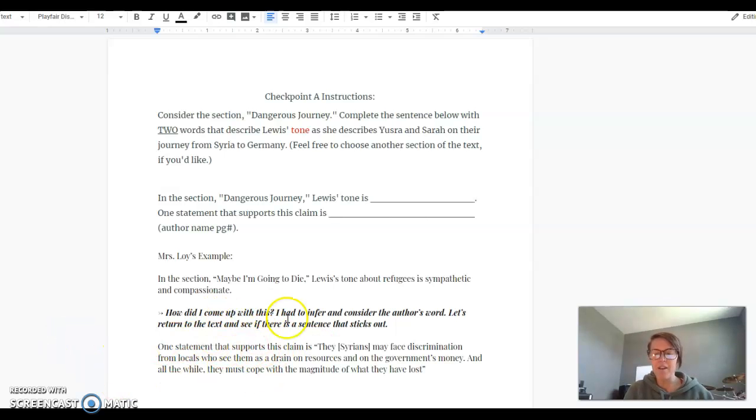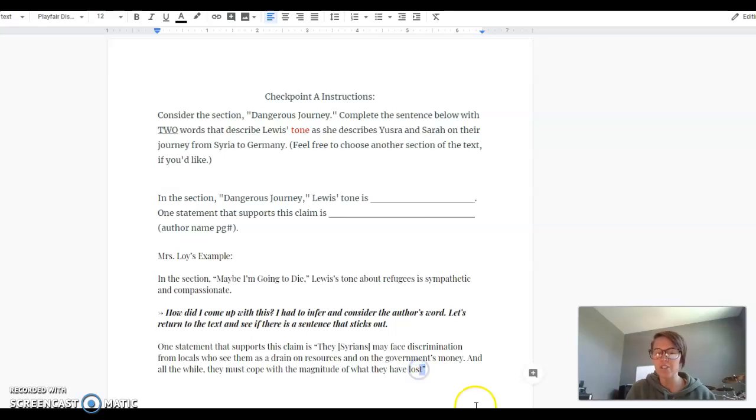Okay, so I've gone ahead and plugged in my evidence down here at the bottom. My second sentence says, "One statement that supports this claim is they [Syrians]." Notice that in brackets, I'm actually defining what the pronoun is. A lot of you used a lot of pronouns in your evidence, and that's totally fine because that's how it shows up in the text. But we need to make sure that we're defining who those pronouns are, because it makes it really hard as a reader to understand who you're talking about. So they, the Syrians, "may face discrimination from locals who see them as a drain on resources and on the government's money, and all the while they must cope with the magnitude of what they've lost."